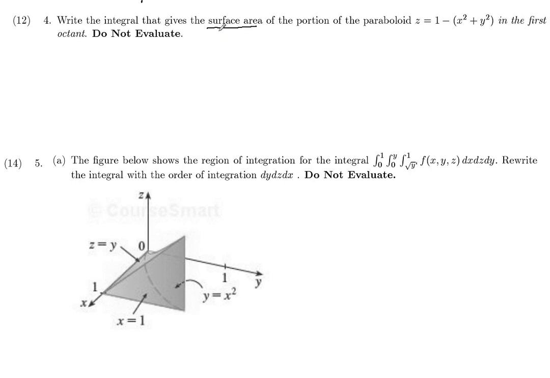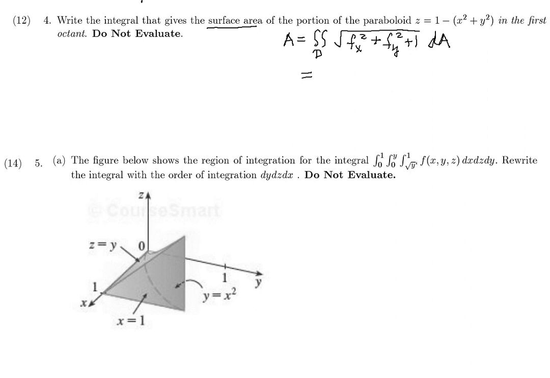And surface area, so we need the formula for surface area here. Remember that surface area is equal to the double integral over the projected domain. So you project your surface down into the xy plane, and you integrate the square root of the partial with respect to x squared plus the partial with respect to y squared plus 1 dA, where there's your area element. So we want to set this guy up.